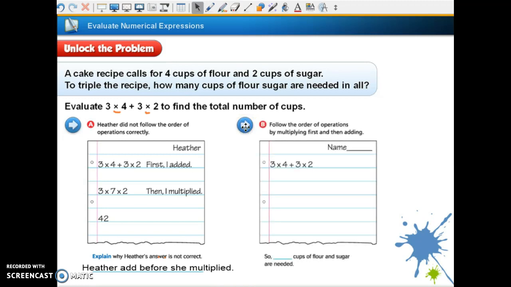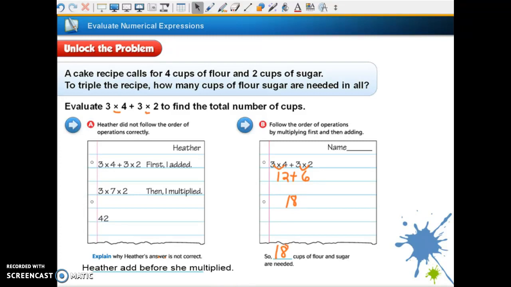Okay, and then in example B, it says follow the order of operations by multiplying first and then adding. So first thing we come across is 3 times 4. And 3 times 4 is going to be 12. We're going to put our plus. We're going to multiply 3 times 2 to get 6. And then we're going to add 12 plus 6 is 18. And we have evaluated our expression. So Heather needs 18 cups of flour and sugar in all.